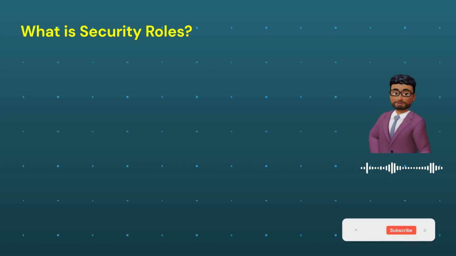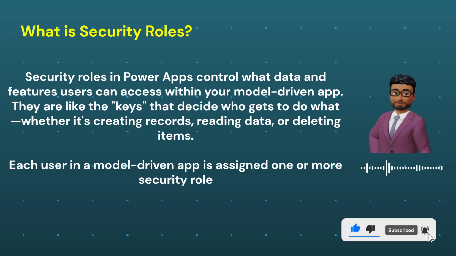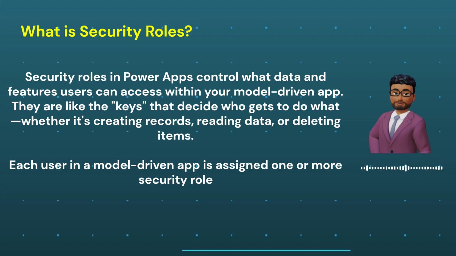Let's understand what security roles are. Security roles in Power Apps control what data and features a user can access within your model driven app. They are like the keys that decide who gets to do what, whether it's creating a record, reading data, or deleting items. Each user in a model driven app is assigned one or more security roles which determine their permissions.